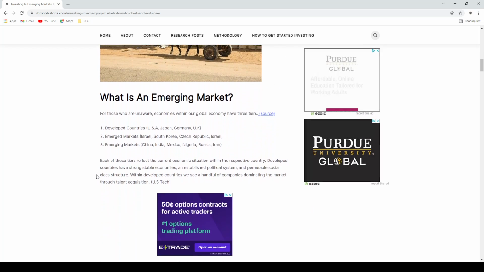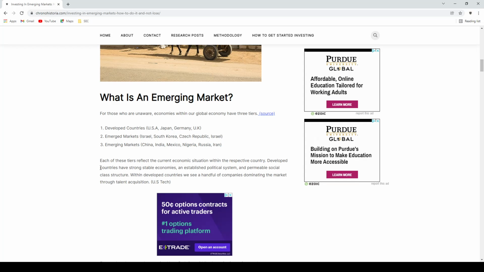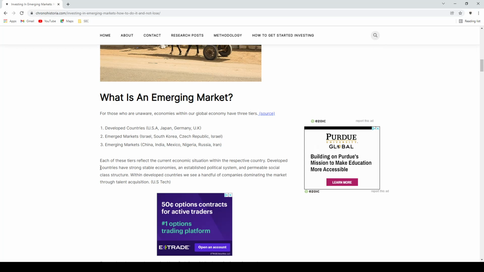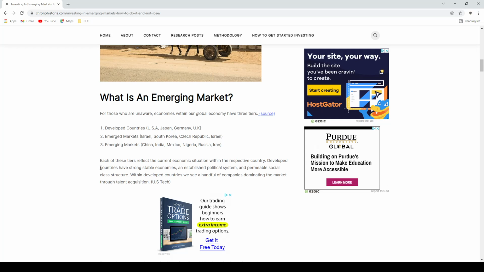So what is an emerging market? For those who are unaware, there are three types of markets in the world. You have developed countries. These are things like the USA, Japan, Germany, and the United Kingdom, amongst many others. Emerged markets are things that were emerging markets, but they've fallen into what's called the middle income trap, and I'll explain that later. Then you have emerging markets. These are China, India, Mexico, Nigeria, pretty much all of Africa except for South Africa, Russia and Iran. Now, what this means doesn't mean it's first world or second or third world. It's just the current state of innovation within the country itself.